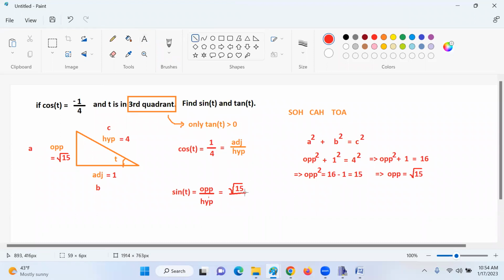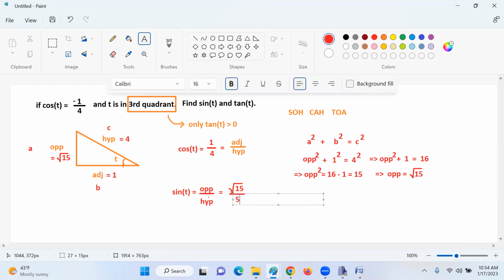I know it's over 4, but I don't know why I just wrote it as SOA. It should be SOH. So that would be radical 15 over 4. So that will be the final answer for the sine. But remember, because this is the third quadrant, the sine will be negative. So we have to change that to a negative.